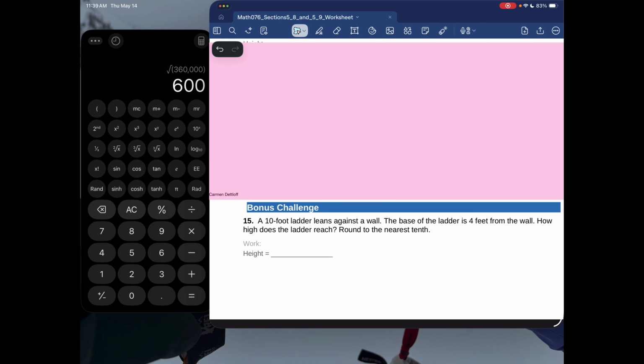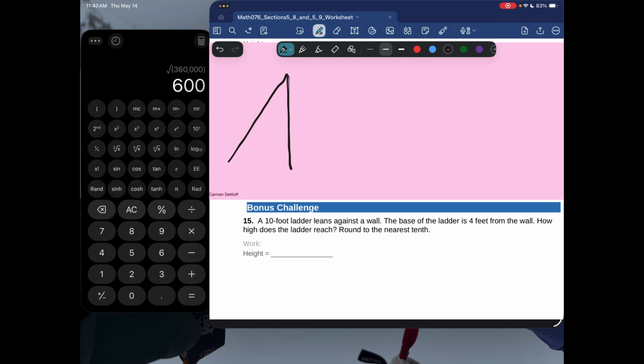So I have a ladder that's leaning against the wall. Very, very talented. And then it's right here. So if it's leaning against a wall, the wall and the ground form a right angle, unless it's the Leaning Tower of Pisa, but we're not talking about that. We're talking about a regular building here.